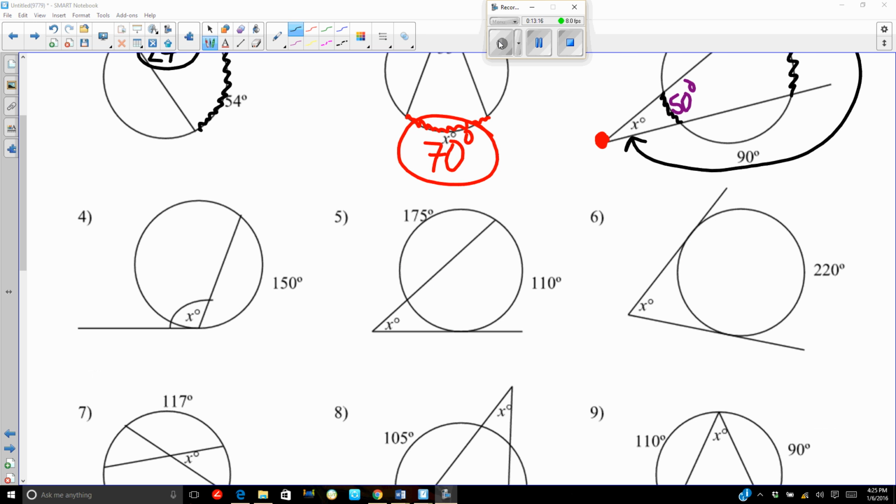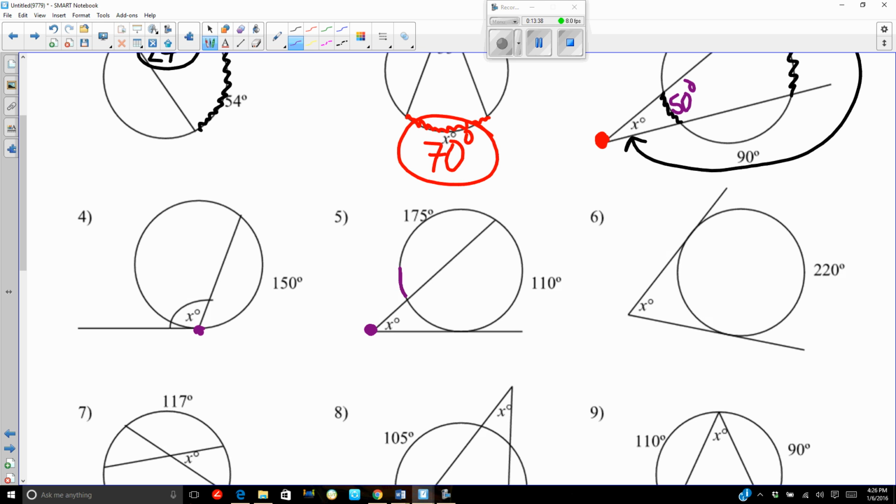All right, I'm going to skip 4 for now. I'm going to go to number 5. Just to identify that real quick on number 4, the vertex is on the circle on number 4. So that's a problem we've done a lot of. Number 5, again, the vertex is on the outside of the circle. But again, find every part of the circle that we can to begin with.